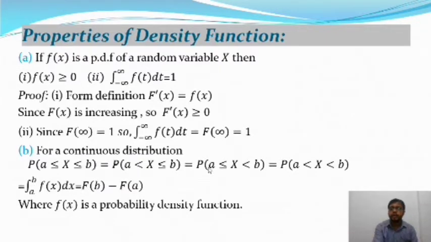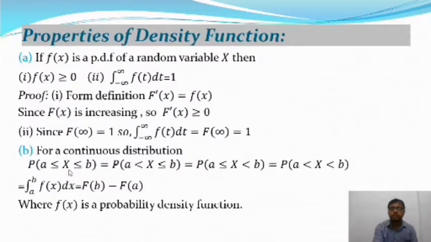And similarly, we can find the probability of a ≤ X ≤ b, or a < X < b, and in a probability density function, the value of this probability is equal to the integration over a to b of f(x) dx, and this is equal to F(b) minus F(a). So in a probability density function, the interval a ≤ X ≤ b is the closed interval.